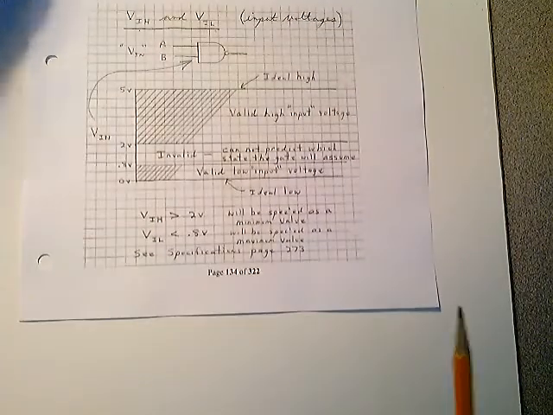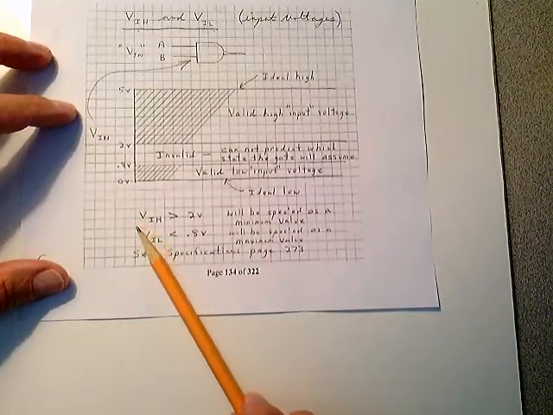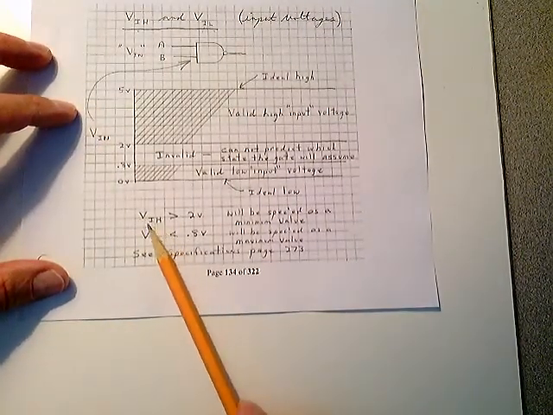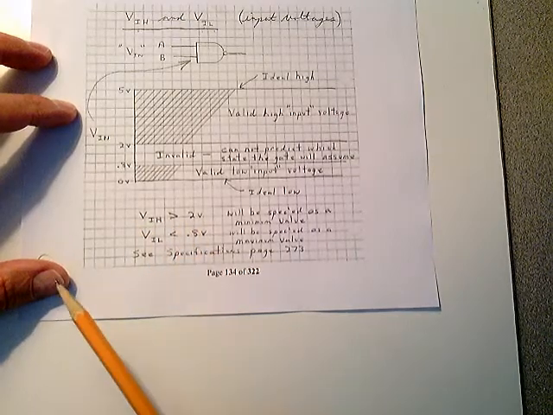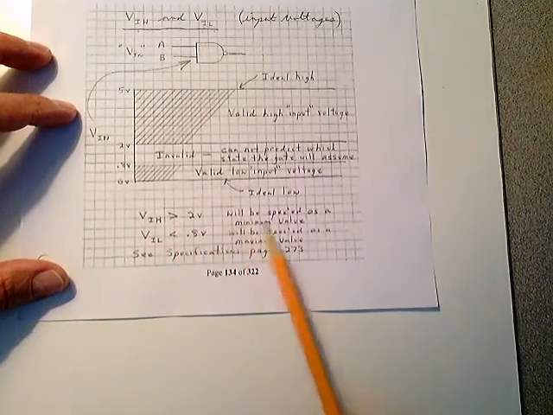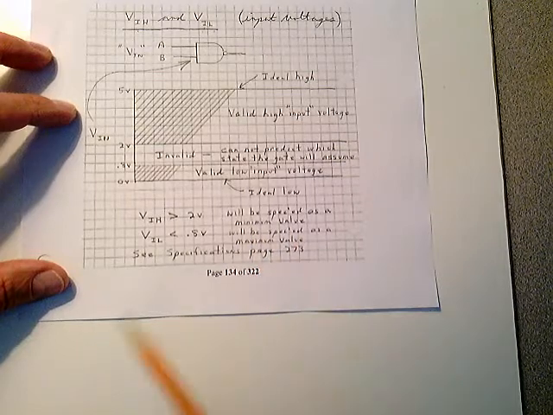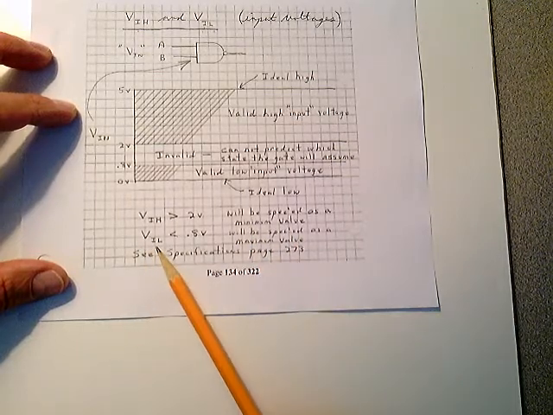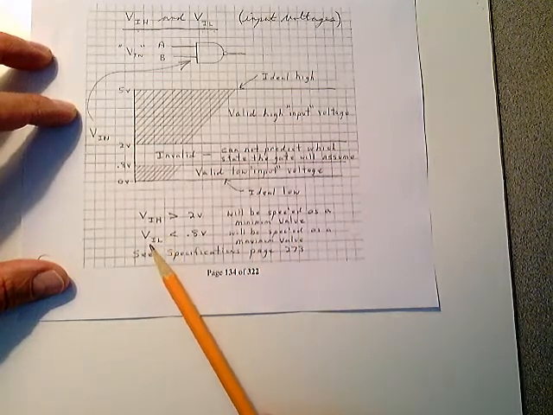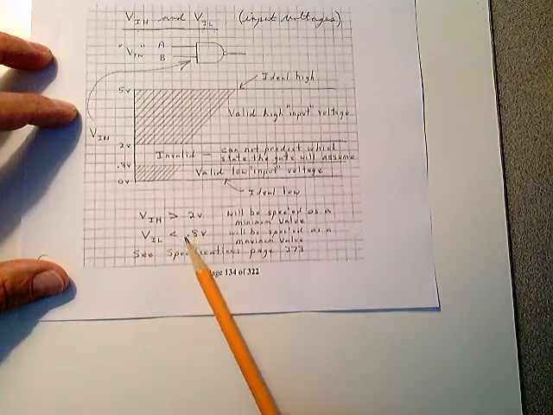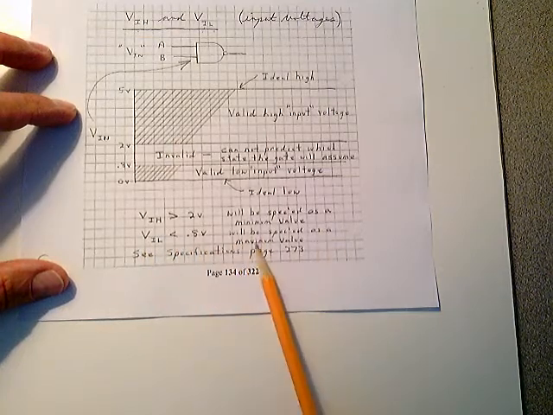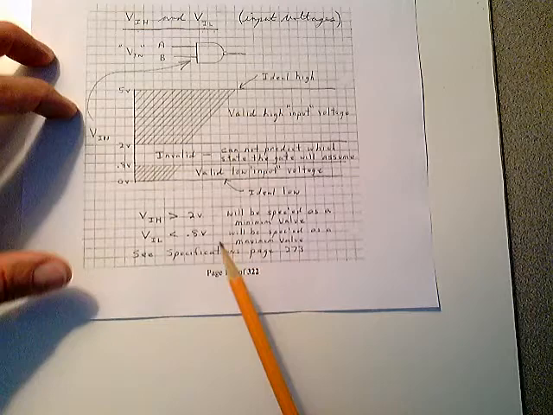So if you look down here at the bottom, VIH, the high level input voltage, has to be greater than 2 volts. It will be specified as a minimum value. VIL, the low level input voltage, has to be less than 0.8 volts, and it will always be specified as a maximum value also. So let's take a look at the specifications.